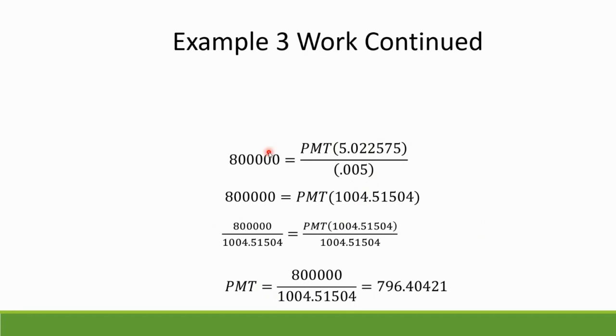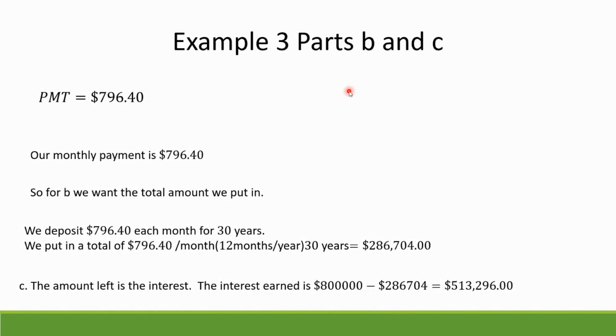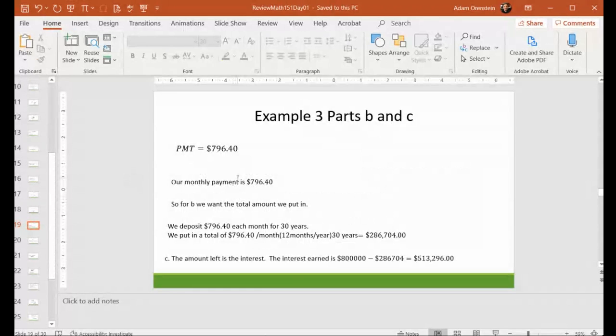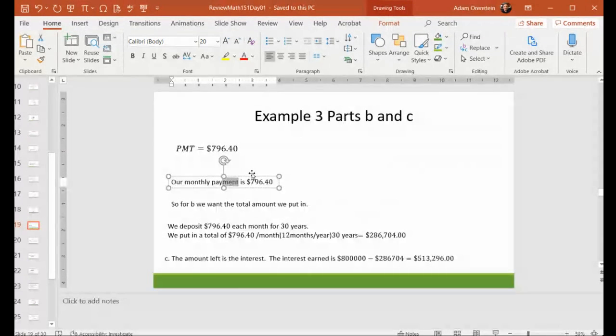Okay, so again, this is what we got here. We divide. This is what we get from this quotient. Then we divide by this here, like so. And we got our PMT. So our monthly deposit is $796.40, rounding. That's our monthly deposit, or monthly payment, I guess. Well, monthly deposit because we're putting into a retirement account. Then the rest is just like before.